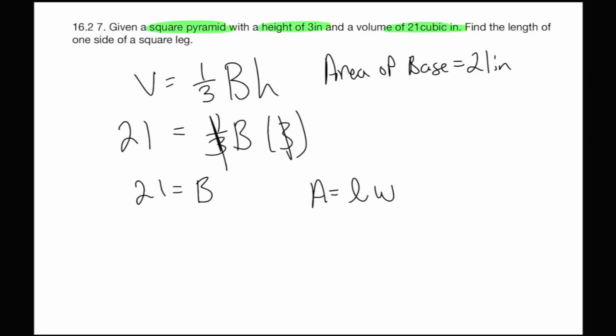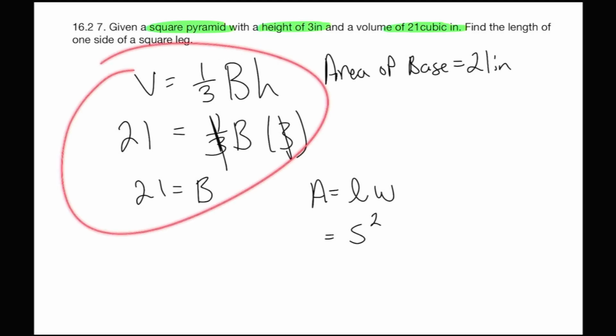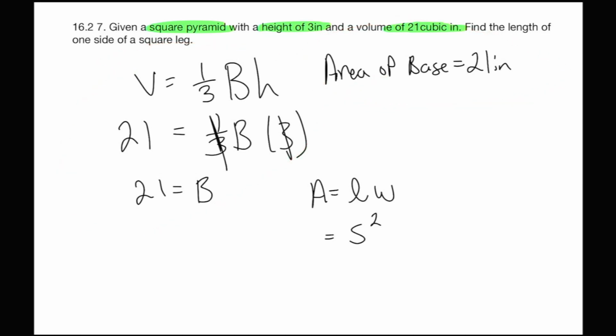Since this is a square, our length and our width have to be exactly the same. So this is just like saying we have to multiply one side by itself. So we can just put an s squared instead of length times width. And we know that the area, by doing all of this, is going to be 21. So I'm going to replace my area with 21.